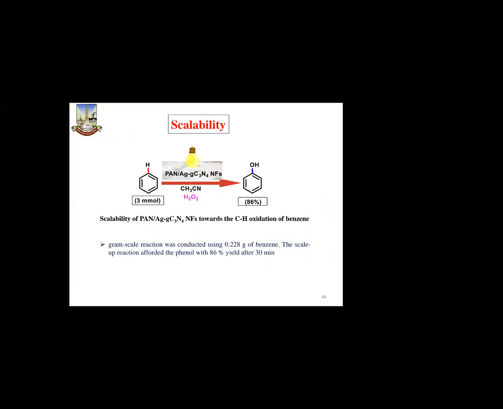3 millimole of benzene in the presence of the catalyst, the solvent, and the oxidizing agent gives 86% conversion. A gram scale reaction was conducted using 0.228 gram of benzene. The scale-up reaction afforded the phenol with 86% yield after 30 minutes. Only 30 minutes is required for the conversion.